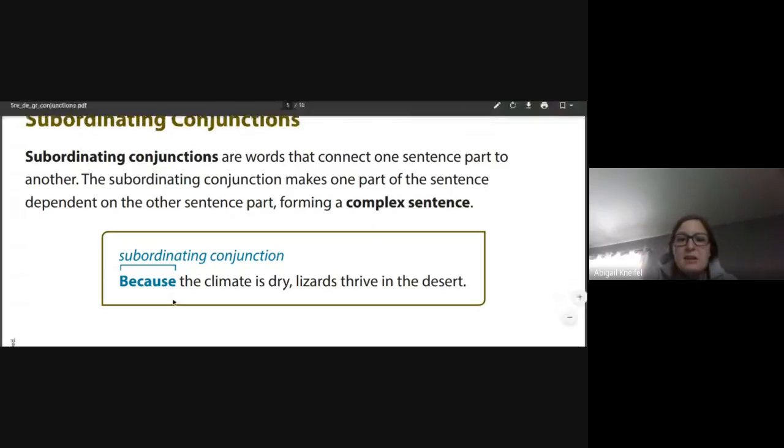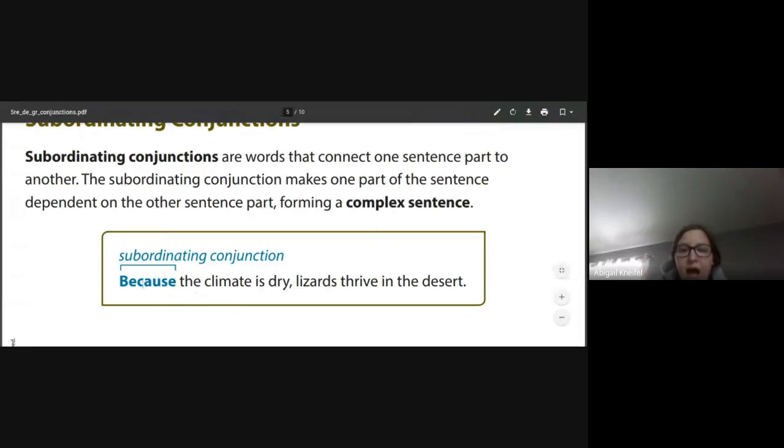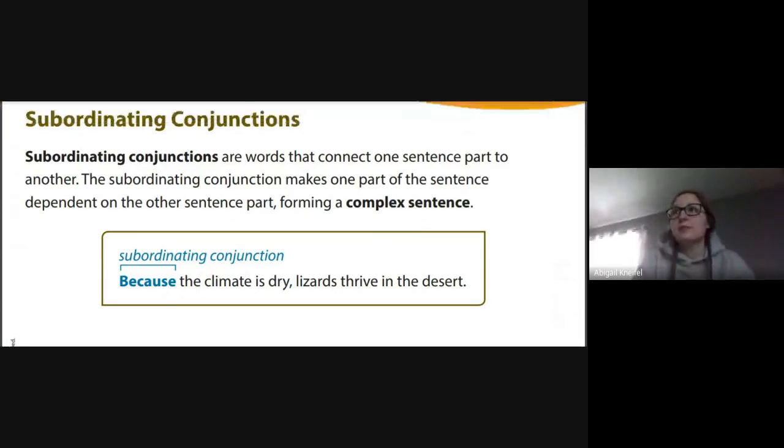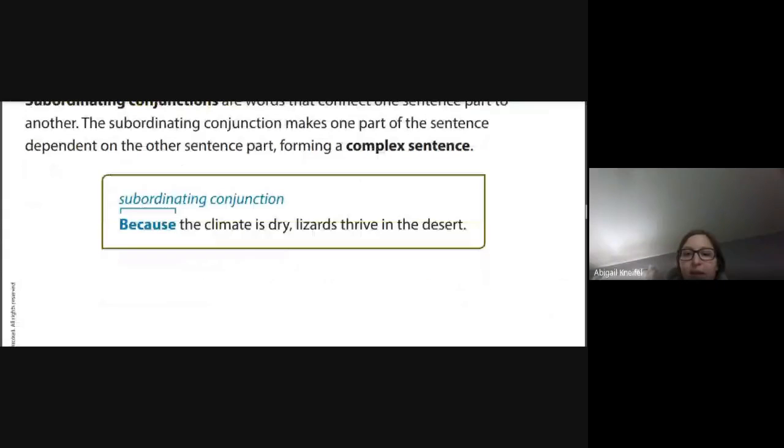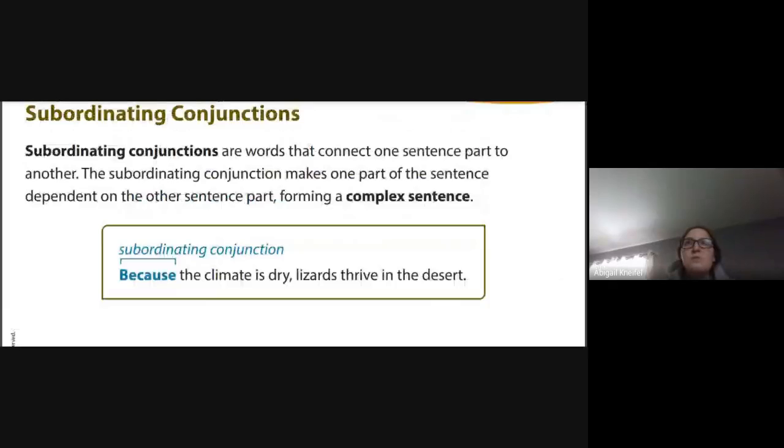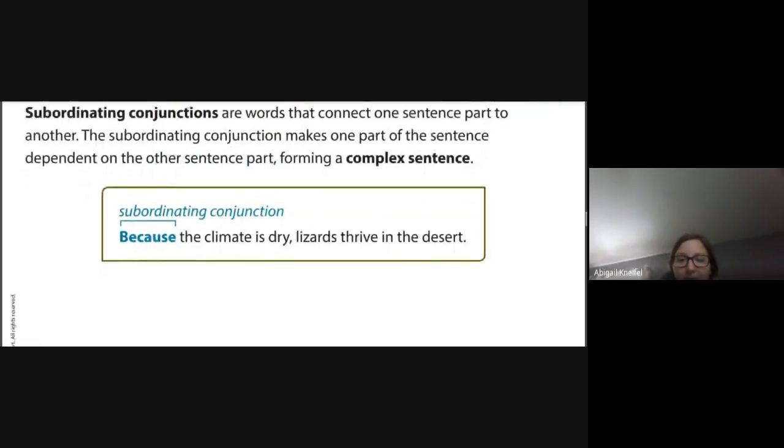So here's an example. Because the climate is dry, lizards thrive in the desert. So by adding the word because, my subordinating conjunction, the climate is dry, we have to have that second part. The sentence, because the climate is dry, doesn't finish the sentence. We need that second part, lizards thrive in the desert. All right? So basically, when we have a subordinating conjunction, we need both parts of the sentence for things to make sense.